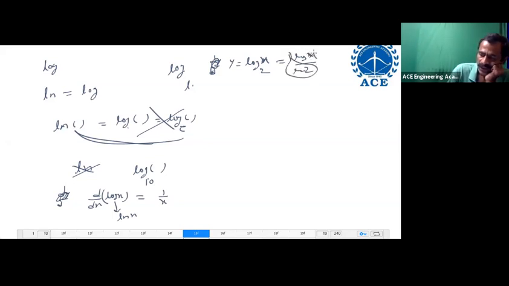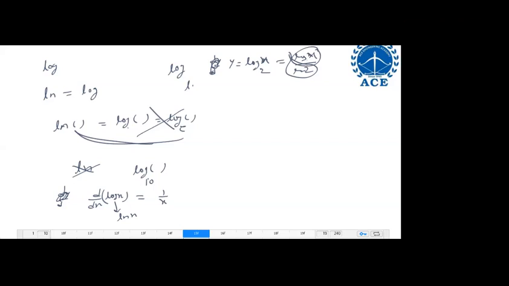1 by log 2 means constant. For log x to the base e, we have a formula. That is the difference. Thank you so much.